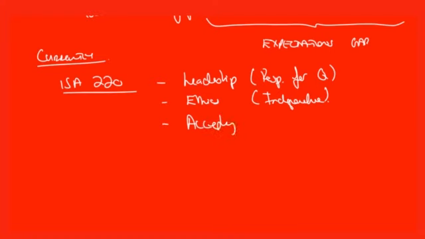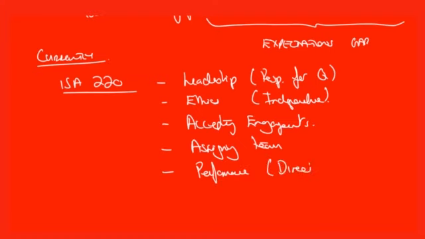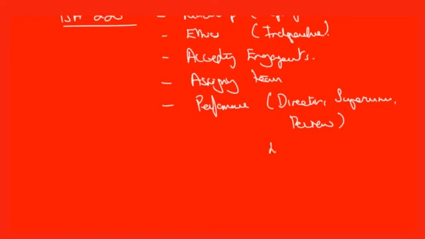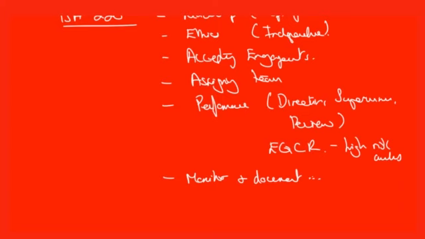Think about which engagements you accept. Think about the competence. Are you competent to do it in particular? Think about assigning your team. Again, it's linked to competence, isn't it? So make sure that your team is good enough for the work that they're being given. Think about the performance of the audit as it's going along, which is the direction, the supervision, the review. So making sure that everybody is always being checked and being helped. And linked to this is the engagement quality control review as well, particularly for high risk audits. And then finally it says make sure that you monitor and that you document all your work with regards to quality. It does go into more detail than that, but I think that's enough really.